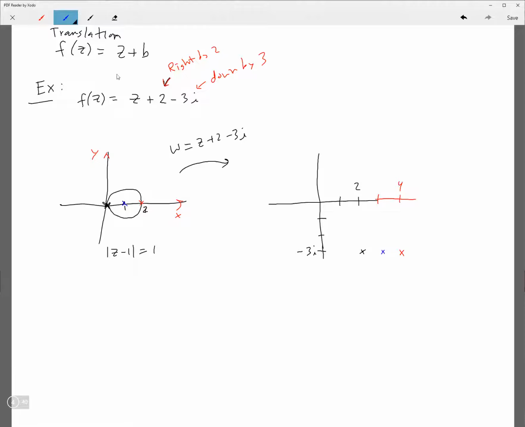And then everything else is just going to go as you expect. So this upper part of the circle is just going to go to the upper part here. And the lower part of the circle is just going to go to the lower part here. Okay, so that's a translation.